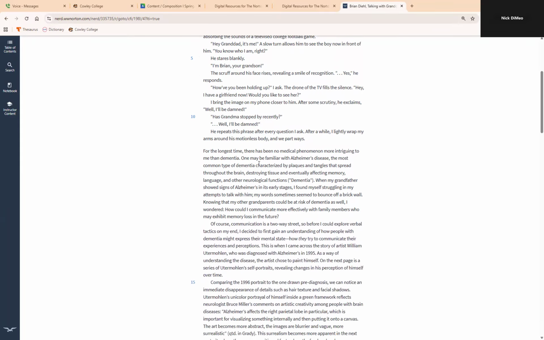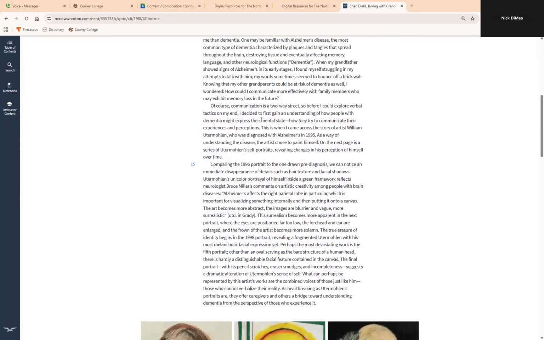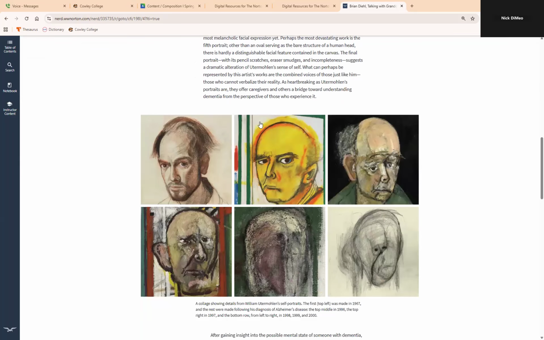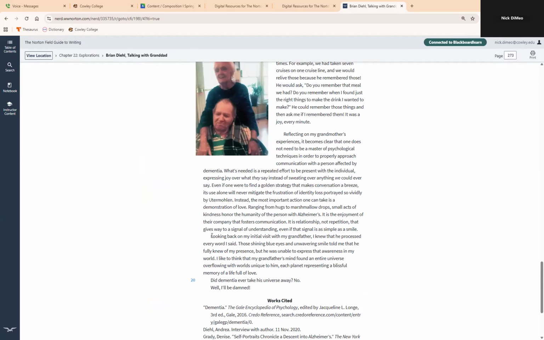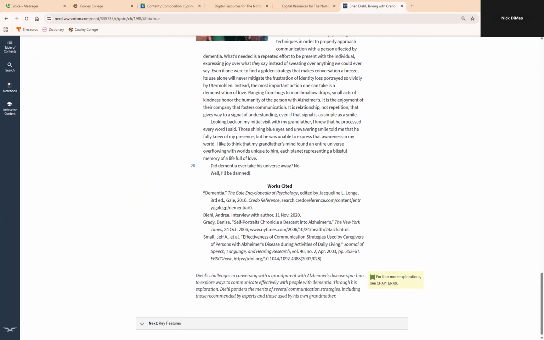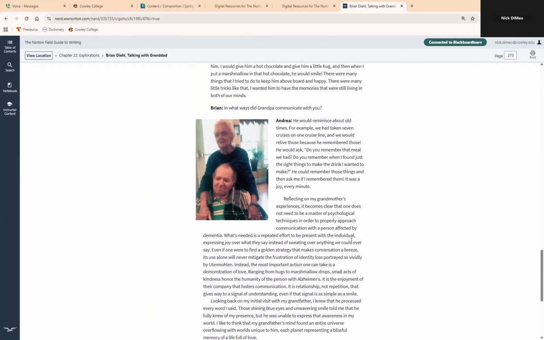A little bit later on, there's the research part. So you can see how this is put together. The narration, the research, and a little bit towards the end, you'll see how it ends with the conclusion, where he wraps up, where he says, "Looking back at my initial visit with my grandfather, I knew that he processed every word I said." He's wrapping up his visit with his granddad, talking about how dementia and Alzheimer's affected him. And of course, the very end is where he's listing his bibliographic sources. Much of this we're going to be doing later, but this is how this paper is put together with these various sections.